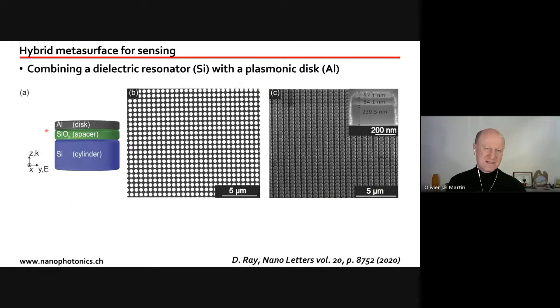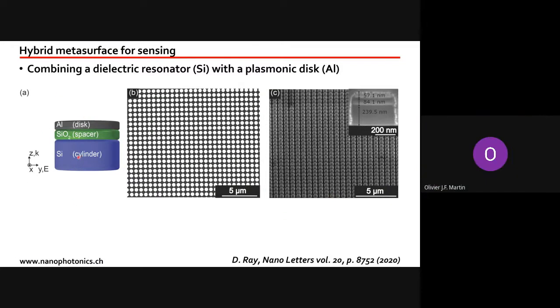We have fabricated these structures that combine, for the dielectric part, a silicon cylinder. We have here a relatively large silicon cylinder, which is about 400 nanometer in diameter. And as plasmonic structure, we use aluminum, so we have an aluminum disc. And we also wanted to control the interaction between the two, so this is why we had here this dielectric spacer made out of glass. You see here the structures as a top view or here as a side view. So we were able to fabricate a lot of them on the same substrate.